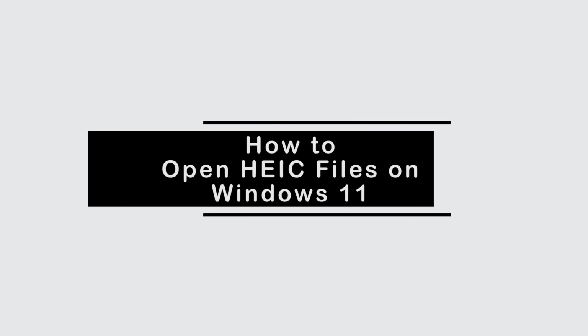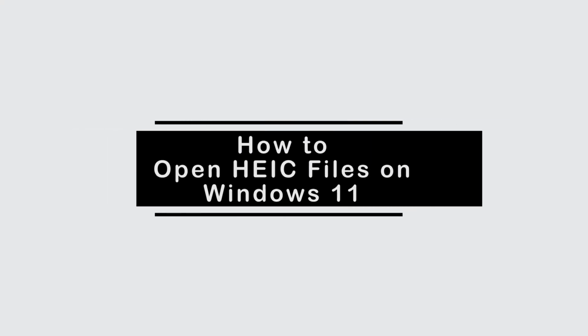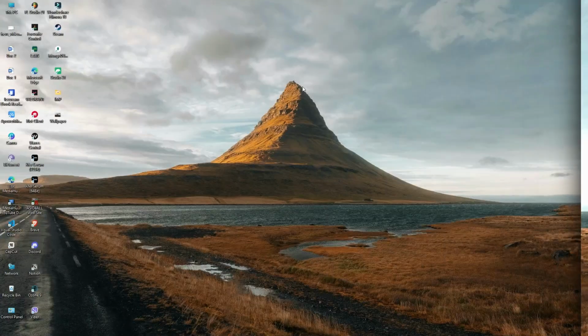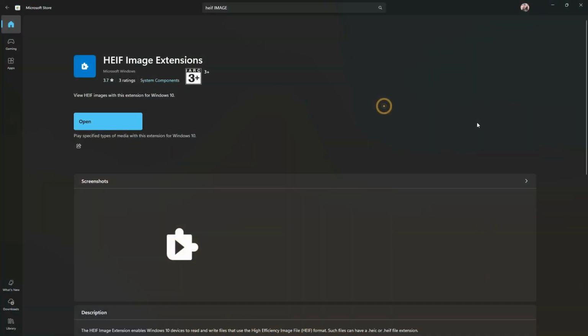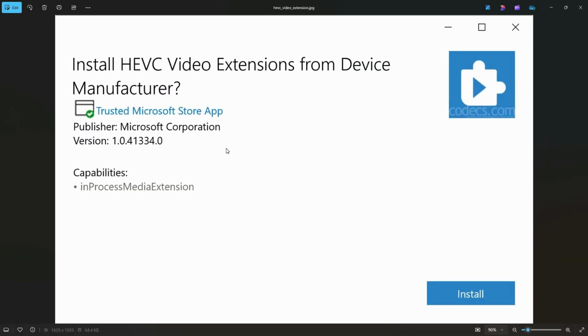If you are looking for how to open your HEIC files on your Windows 11, then this video is for you. Today in this video, we'll be guiding you on how you can open HEIC files on Windows 11 quickly and easily. To get started, there are two things you need to install. First, the HEIF image extension and the HEVC video extension from the device manufacturer.